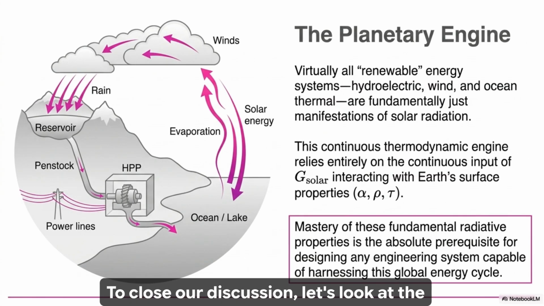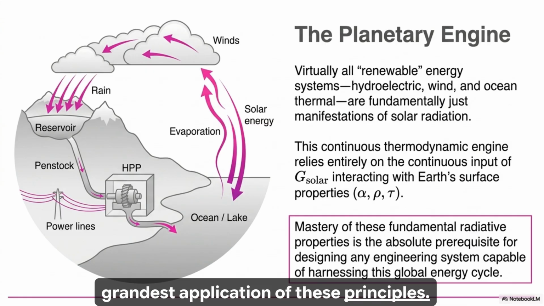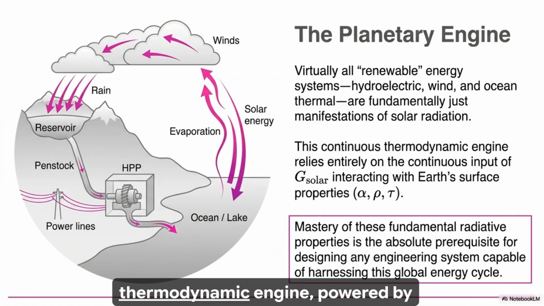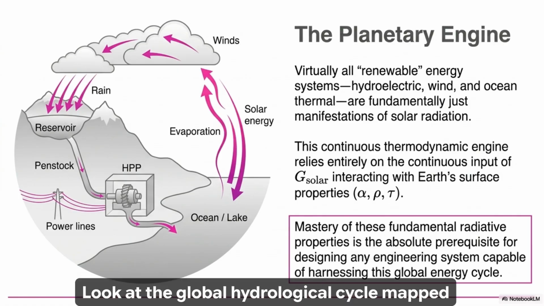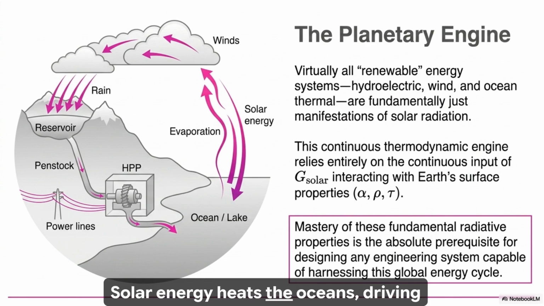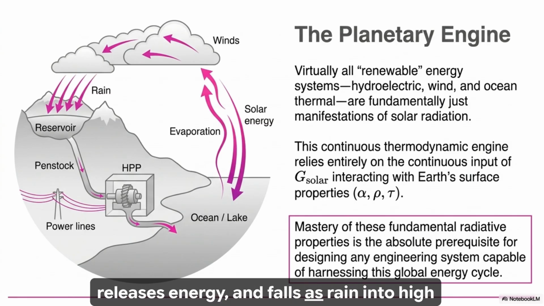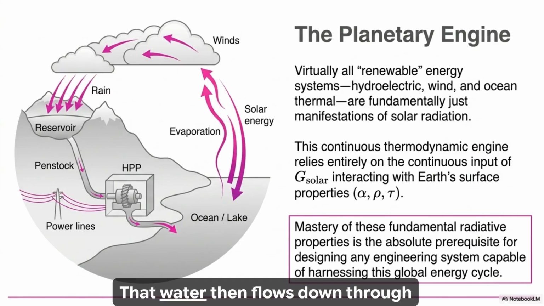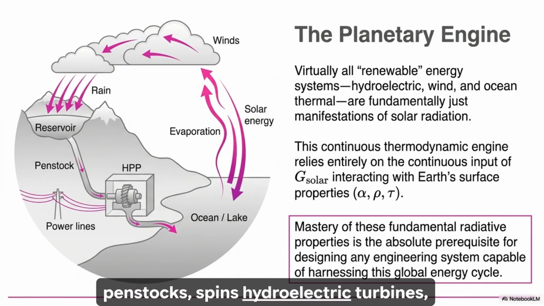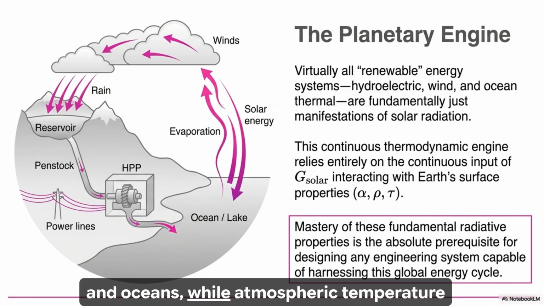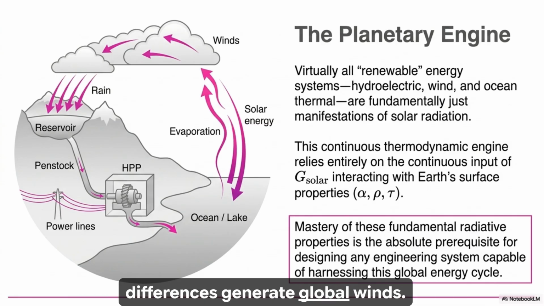To close our discussion, let's look at the grandest application of these principles: our entire planet. Earth is fundamentally a massive thermodynamic engine, powered by radiation. Look at the global hydrological cycle, mapped out on the left. Solar energy heats the oceans, driving evaporation. This evaporated moisture rises, forms clouds, releases energy, and falls as rain into high reservoirs. That water then flows down through penstocks, spins hydroelectric turbines, generates power lines, and returns to lakes and oceans, while atmospheric temperature differences generate global winds.